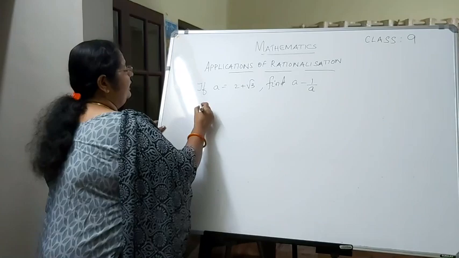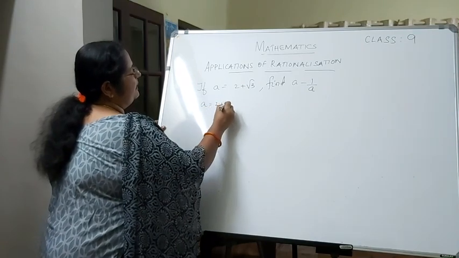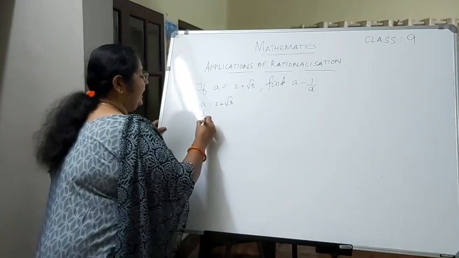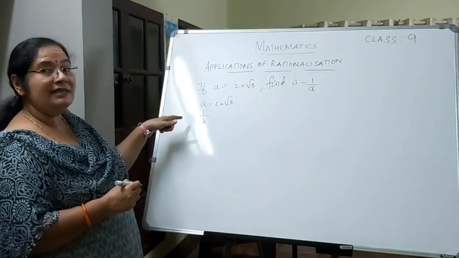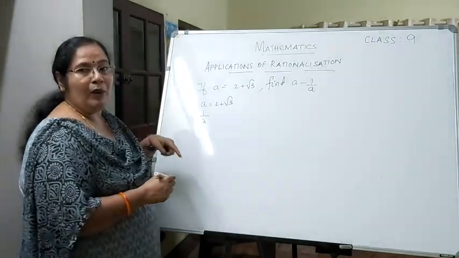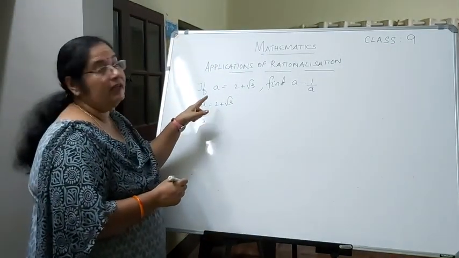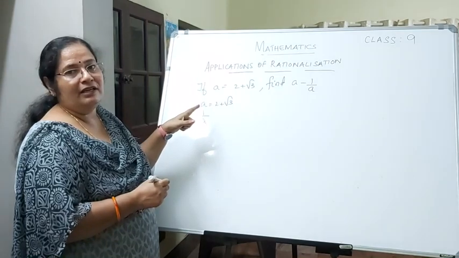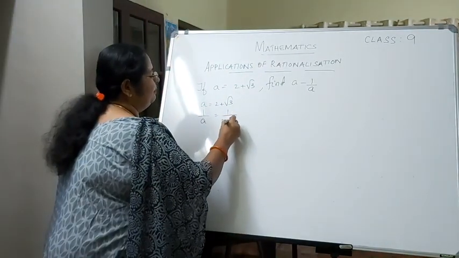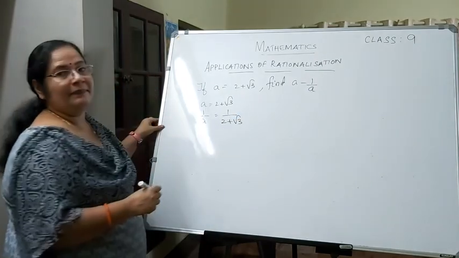So what is the value of a given? a is 2 plus root 3. So what will be 1 by a? 1 by a means it is the reciprocal. So what is the reciprocal of a? 1 by a. What is a given here? 2 plus root 3. So what is its reciprocal? 1 by 2 plus root 3.